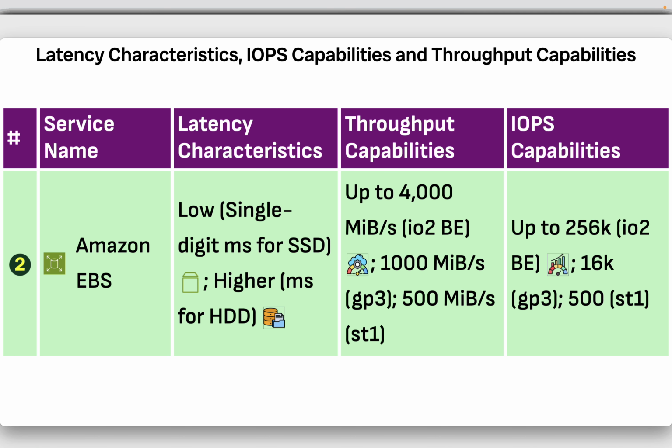Next, EBS. Latency is very low, single digit millisecond for SSD, but a bit higher for hard disk drives. Throughput up to 4000 megabytes per second for io2 Block Express, and 1000 MB per second depending on GP3 and ST1, so they have different types of throughput. IOPS up to 256,000, and 16,000 for GP3 and 500 for ST1. So depending on the type, they have different throughput and IOPS.